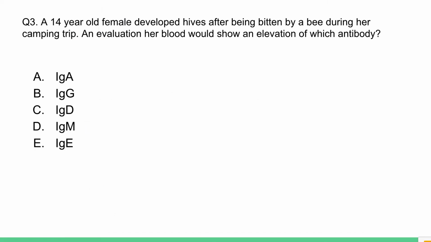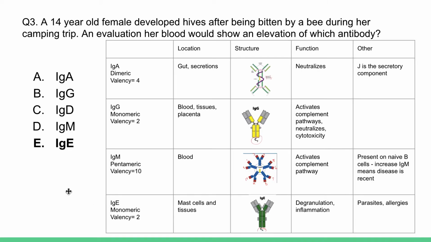Question 3. A 14-year-old female develops hives after being bitten by a bee during her camping trip. An evaluation of her blood would show an elevation of which antibody? Hopefully this is the easy one. And the answer is IgE. Remember, this is the one we see with parasitic infections or allergies, anaphylaxis, those kinds of things. It helps degranulate mast cells and cause inflammation.